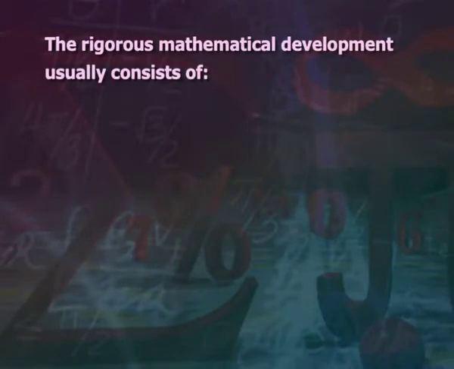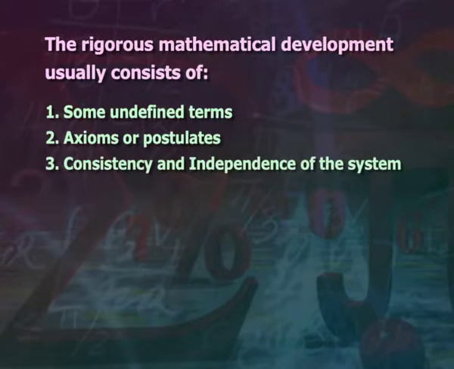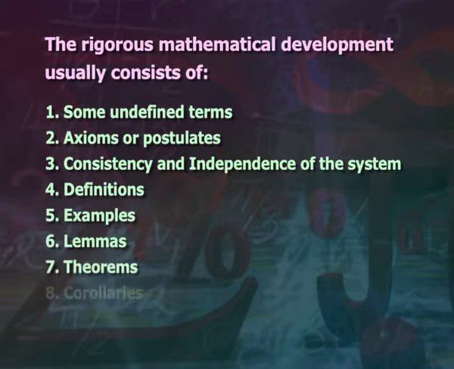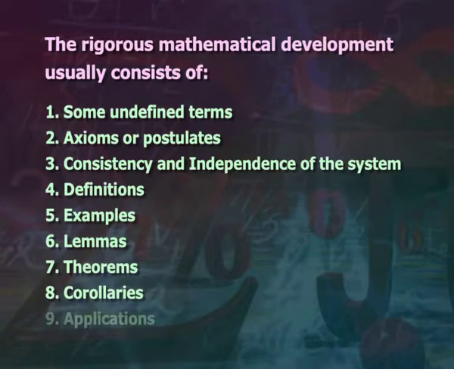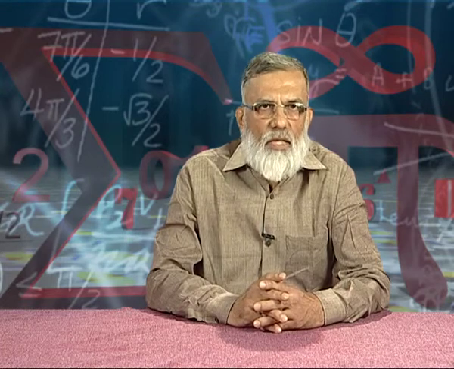The rigorous mathematical development usually consists of some undefined terms, axioms or postulates, consistency and independence of the system, definitions, examples, lemmas, theorems, corollaries, and lastly applications. Mathematical statements, or simply statements, have definite truth value. A statement thus is either true or false.